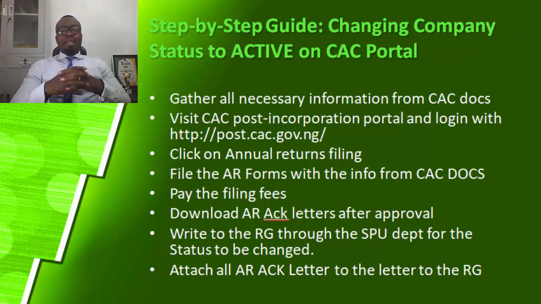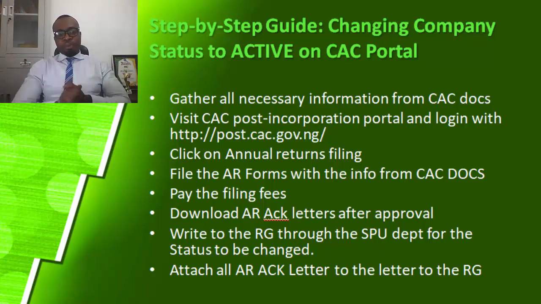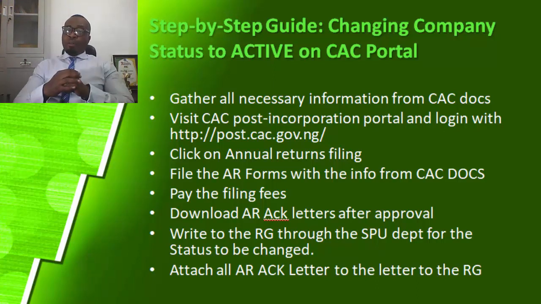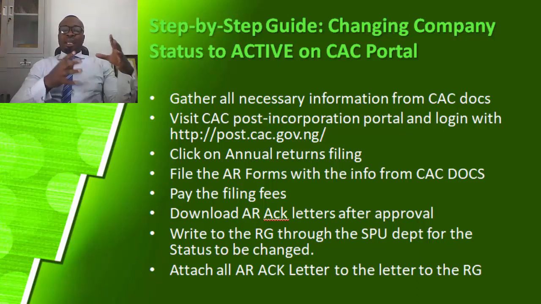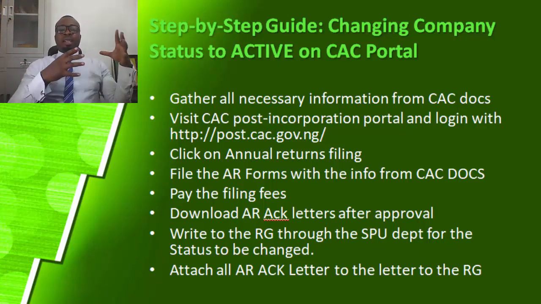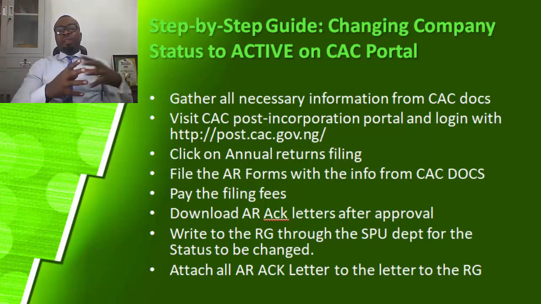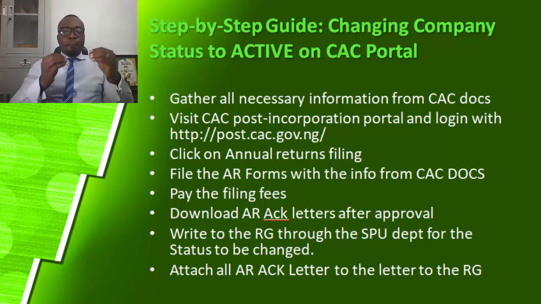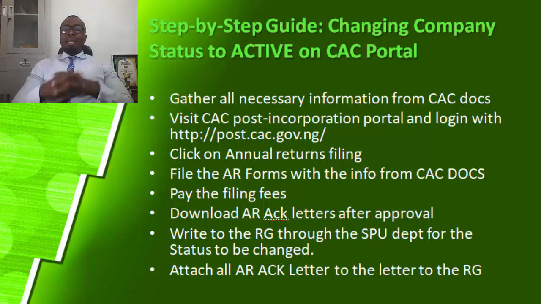And once you have hit the page, the next thing that you have to do is to click on annual returns filing. Then you fill the annual return forms with the information that you have extracted from your certificates, your CAC forms, and also the memorandum and articles of association. And then the next thing that you have to do is to pay the filing fee. And once you have done that and an approval is given, then you will download the acknowledgement letter.